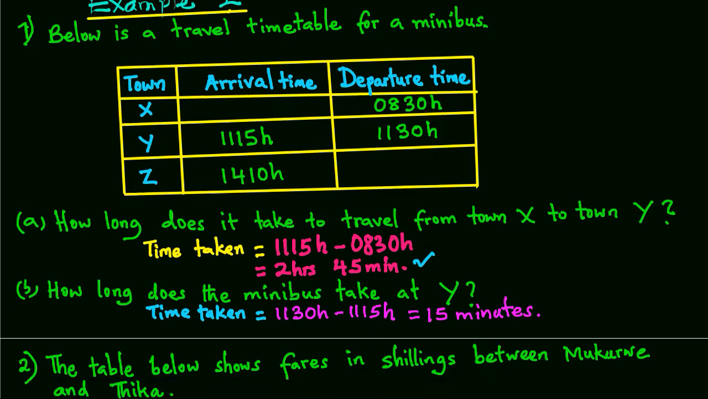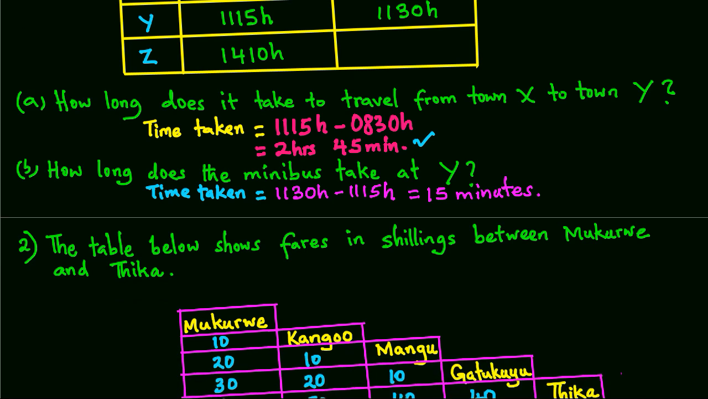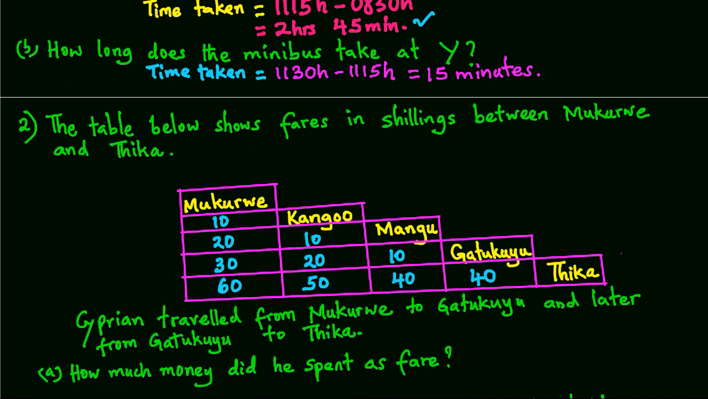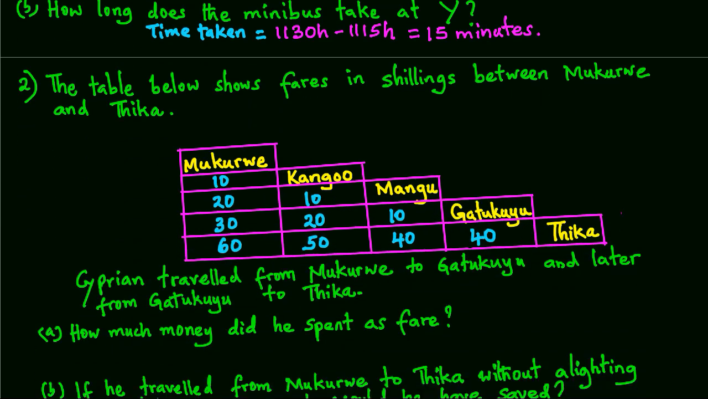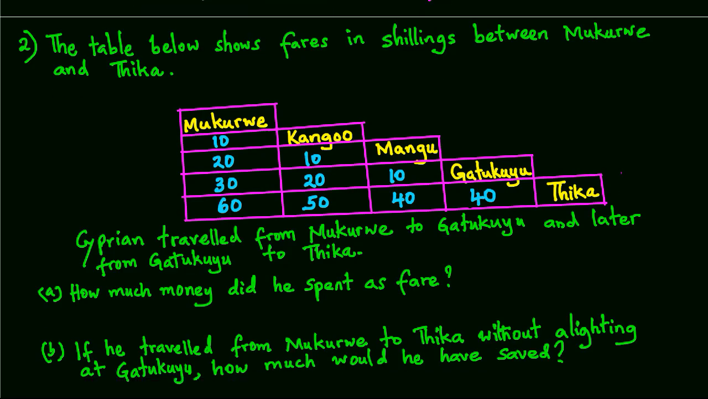Our second table is this fare table, and this table shows fares in shillings between Mukuru town and Thika town. Now remember, there are other towns between Mukuru and Thika, and these towns are Kango, Mangu, and Gatukuyu.